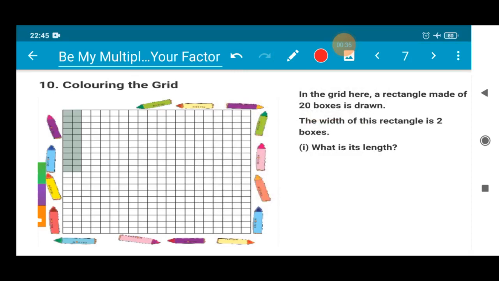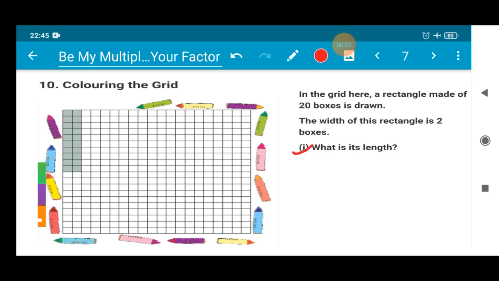Now the question comes, what is the width of this rectangle? Width means how many boxes it is made up of. Let us count: 1, 2. It is made up of 2 boxes. Now the first question is, what is its length?